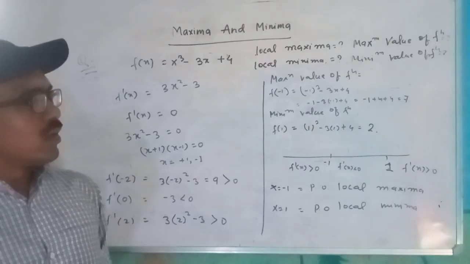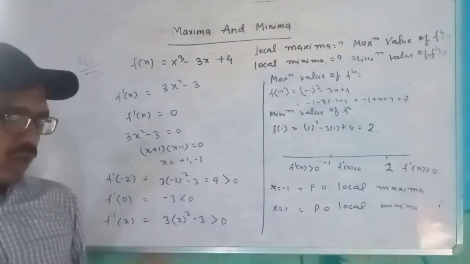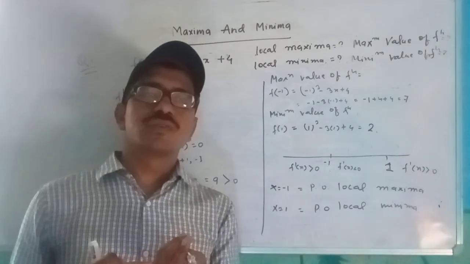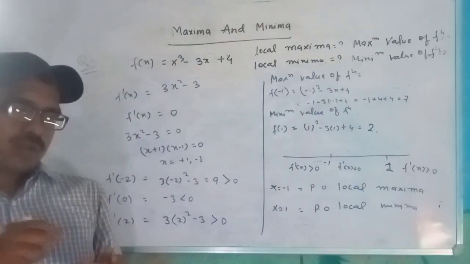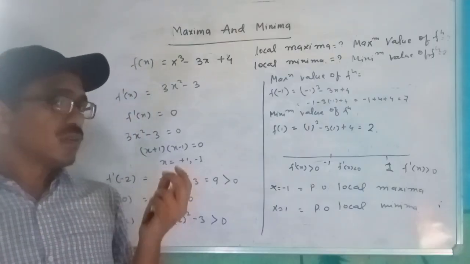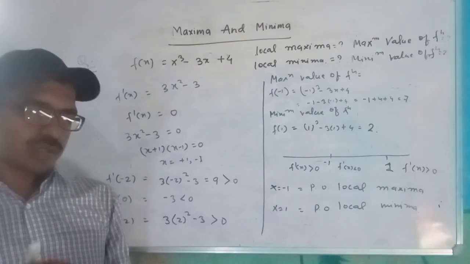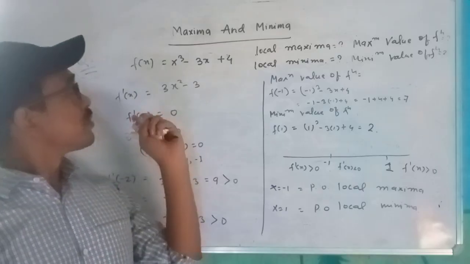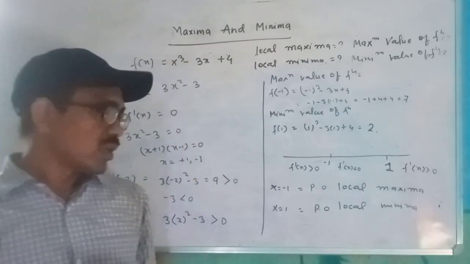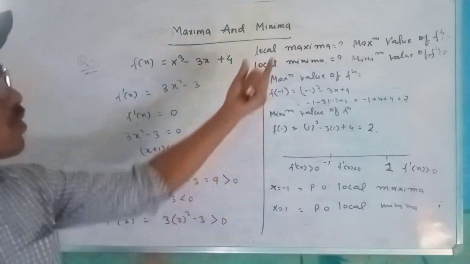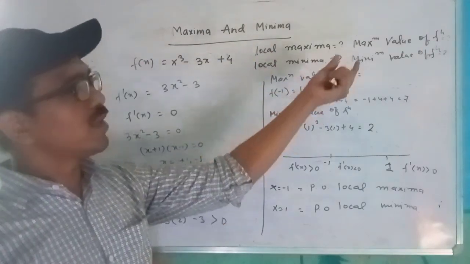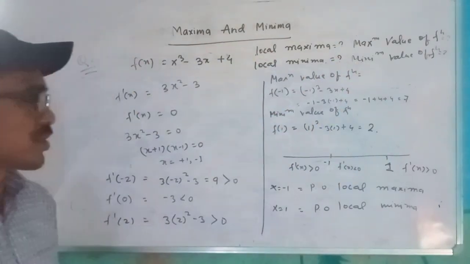So in this class, you understood the basic terminology related to maxima and minima, and how slope is related to the derivative, and then we studied the first derivative test and solved the problem: local maxima, local minima, maximum value of the function, and minimum value of the function.